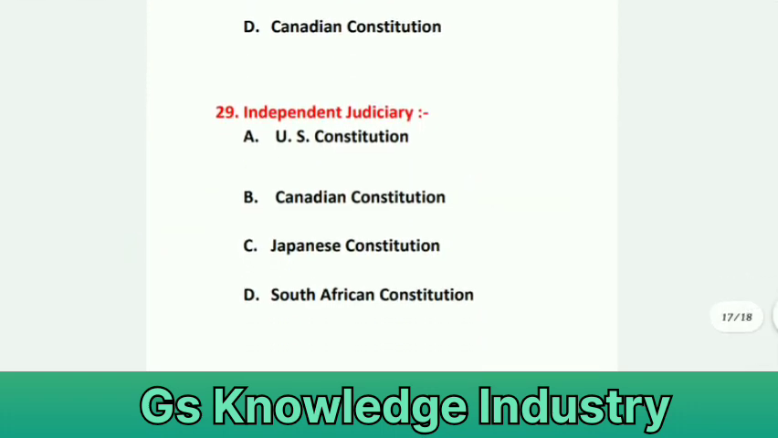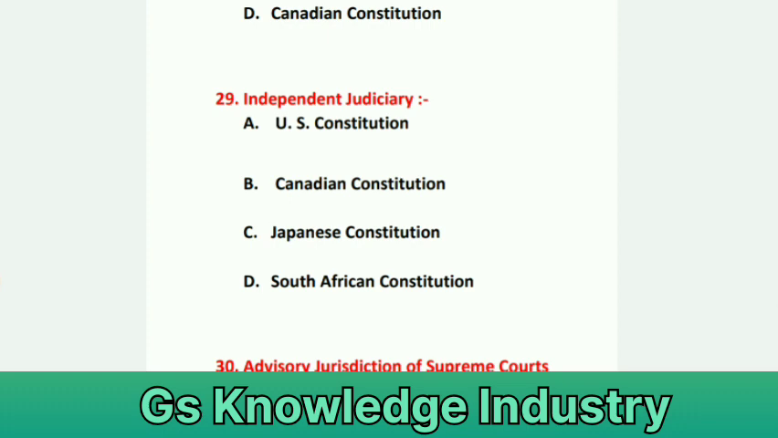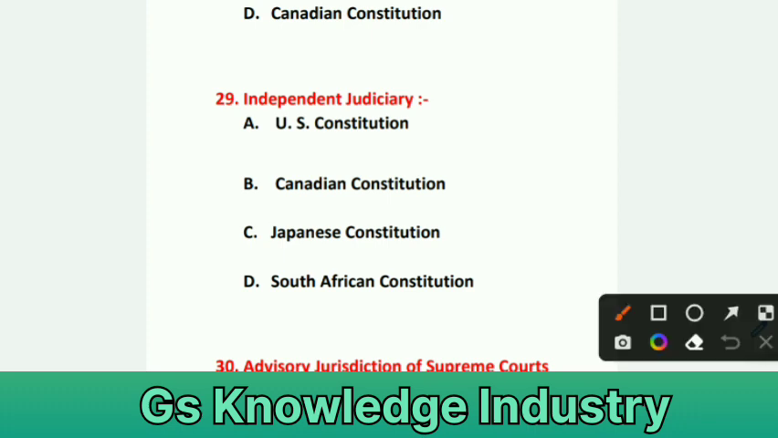29 number question. Independent judiciary. Option A. US Constitution. Option B. Canadian Constitution. Option C. Japanese Constitution. Option D. South African Constitution. Here the right answer is option A. US Constitution, right?